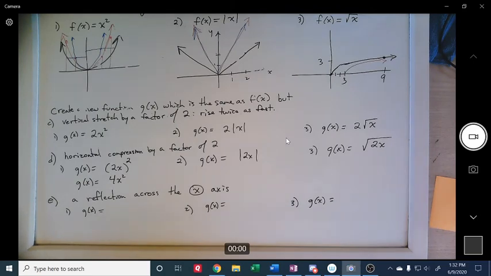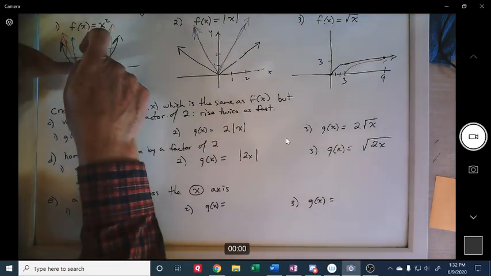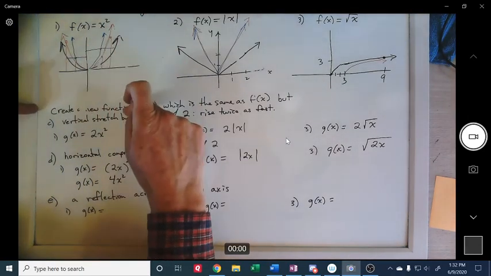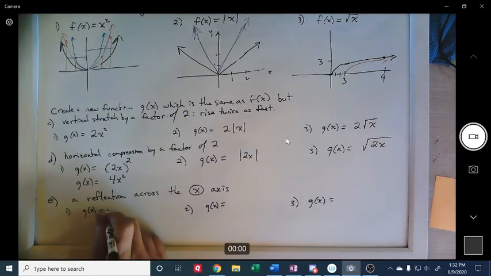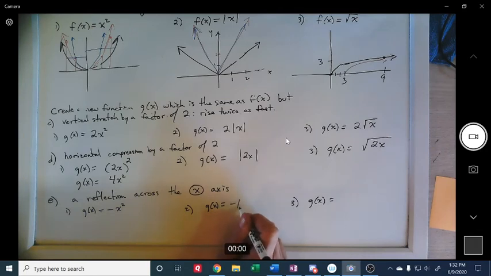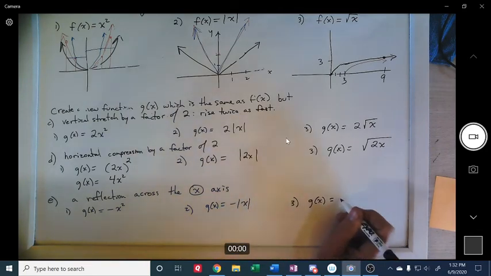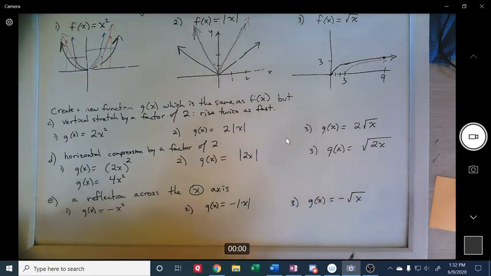Alright, so when I reflect across the x-axis, instead of an upward parabola, I get this downward parabola, and all the heights that were positive now become negative. And the same thing happens over here. All I'm doing is sticking a negative sign, turning every positive height into a negative height.